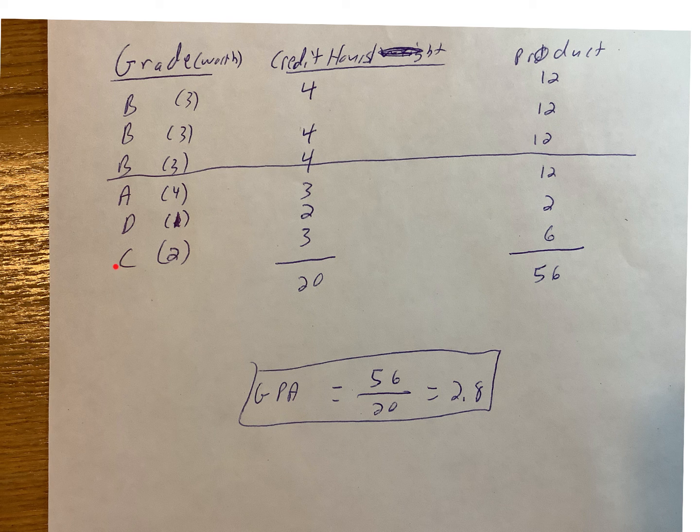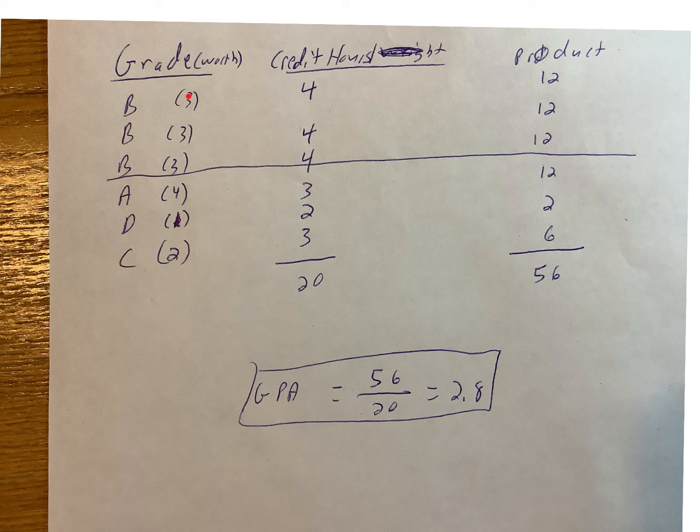And then C, you made one C. You know what the directions say. C is worth 2 points, and it's a 3 credit hour class. So they tell you the worth of them. B is 3, an A is 4, D is 1, and a C is 2. They tell you how many B's, how many A's, D's, and C's you had, and they tell you the credit hours. So that information, you've got to extract it, you've got to read it.